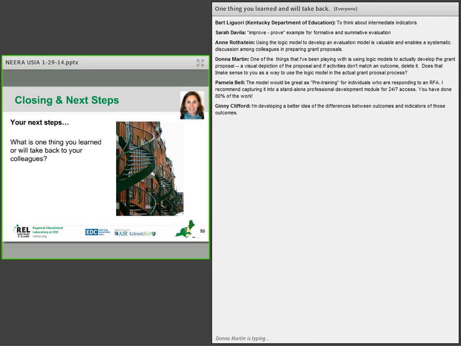What else do we have here? I remember Donna is from Northern Illinois University, said that using logic models to actually develop the grant proposal gives a visual depiction of the proposal and activities, and if activities don't match an outcome, delete it. Yeah, the hope is that the logic model will help you be as logical as possible in thinking about, is there a connection between what you say you're going to do and the outcomes of interest?